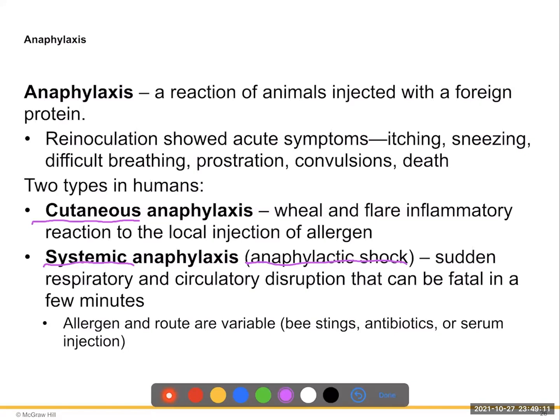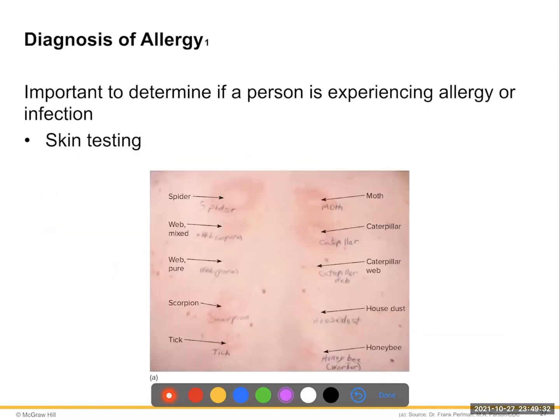Bee stings, patients allergic to bees, that's injection. Antibiotics, drugs can be given. Common allergies to penicillin can cause this. Serum injections. Okay, it could come by digestive tract, allergy to peanuts. So when you diagnose allergies, we do little allergy tests. So it's important to make sure you put allergies or an infection on there.